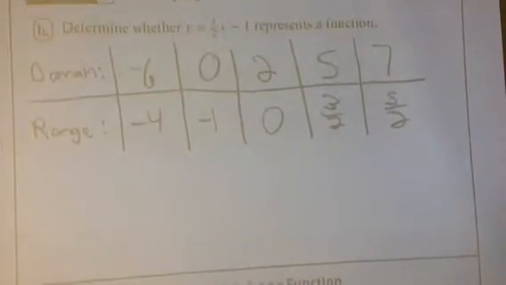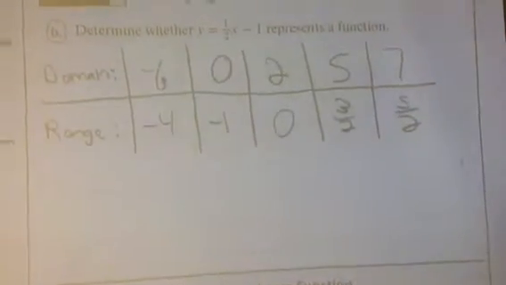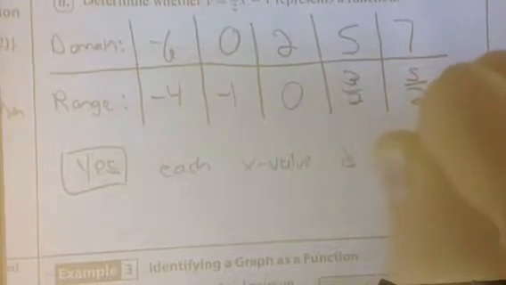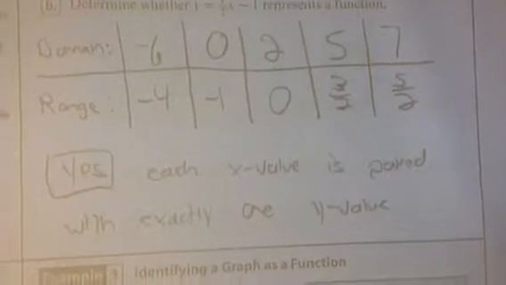So now I need to figure out whether or not this is a function. Okay? I look to see, do I have any repeating x values? No. Each x value is paired with exactly one y value. This is paired with this. This is paired with this. So yes, this is a function. It is a function if each x value is paired with exactly one y value.